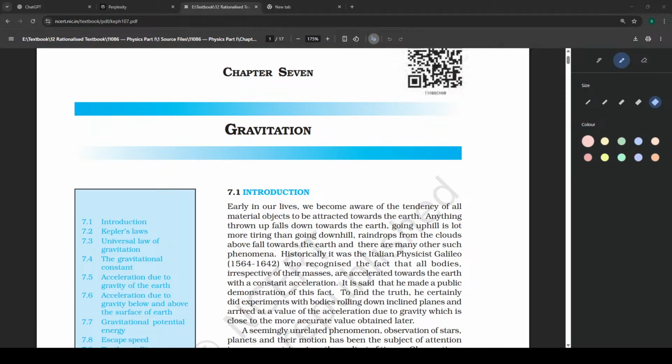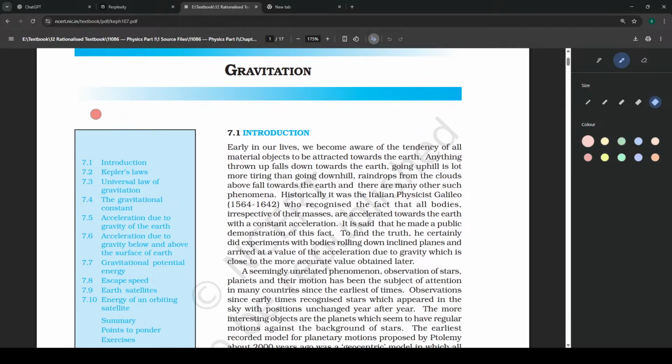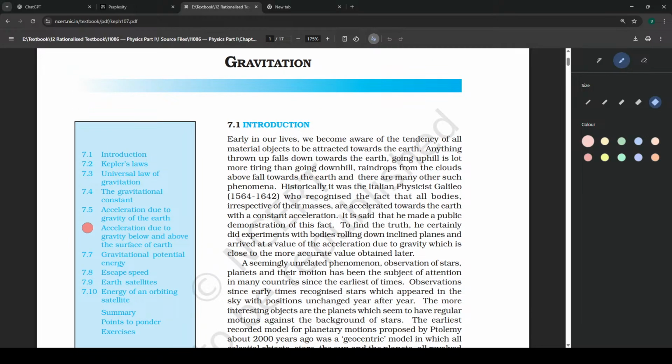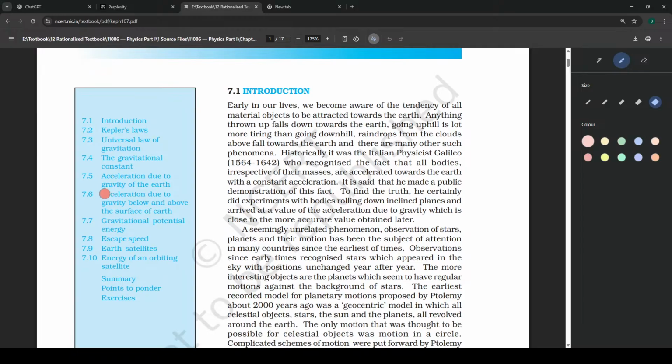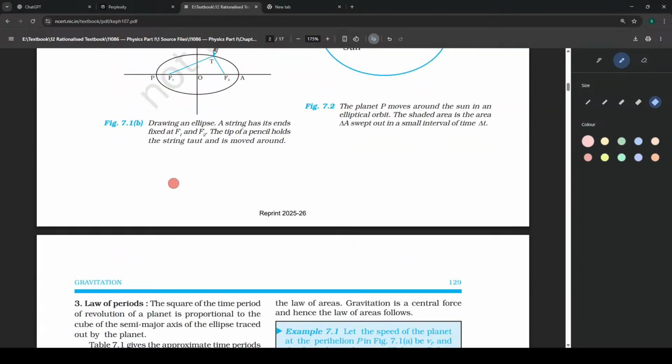Okay, then let's start from the continuation of yesterday. Gravitation, chapter 7 of class 11. I believe I was at around acceleration due to gravity of the earth at topic 7.5. Let's just directly go there.